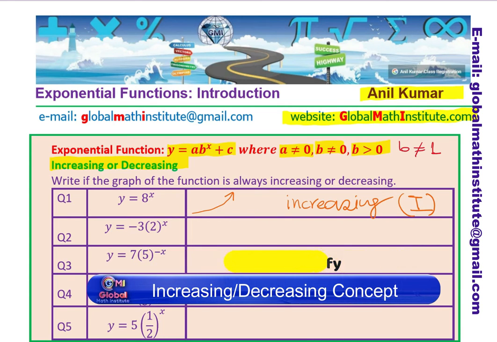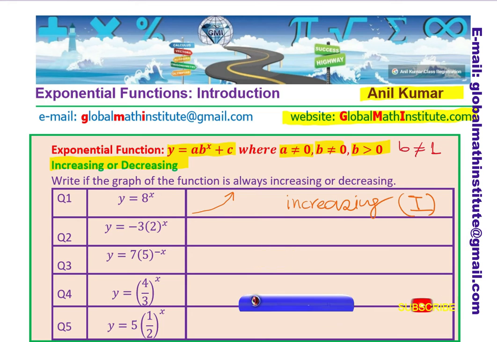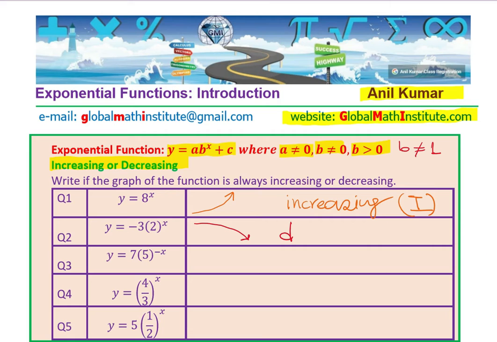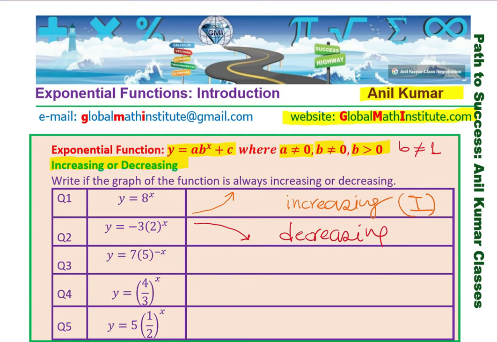Is that okay? Now the second one is minus 3 times 2 to the power of x. Now minus, what happens with that? Minus makes it reflect on the x-axis, so this becomes decreasing. You get the idea. So I'll write D for decreasing. Perfect. Now, I would like you to pause the video and answer these questions. There are 20 of them. First 15, just practice, and then test questions.